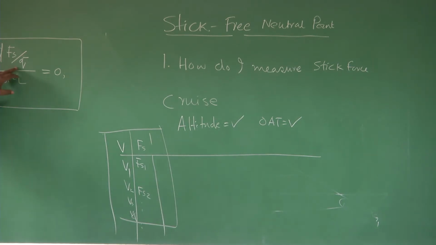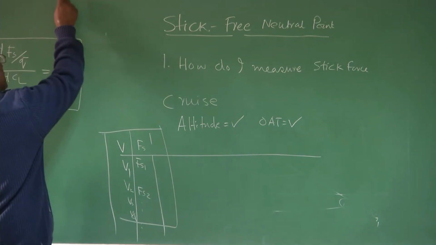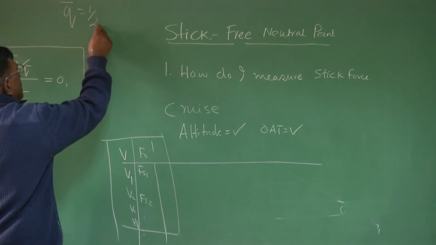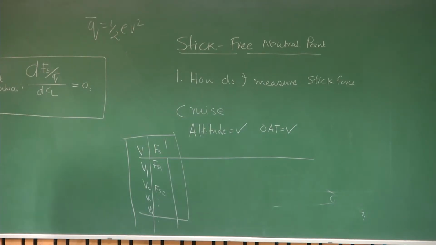For dynamic pressure, how will you calculate dynamic pressure? What information do you require for this? Half rho V square, right? How will you get rho, the density? Through the outside air temperature and the standard table. How do you get V? Airspeed indicator, then you correct it for true airspeed, right?